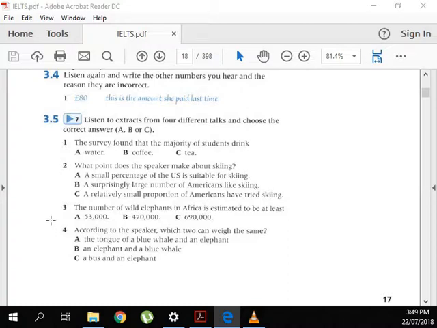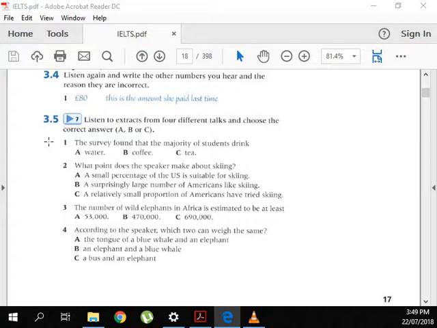Okay. Now, in this extract, we've heard about different information. I think they were not conversations, they were monologues, and there were different monologues. So in the first one, they were telling the survey that found the majority of students drink what? Yeah, they drink coffee, okay?